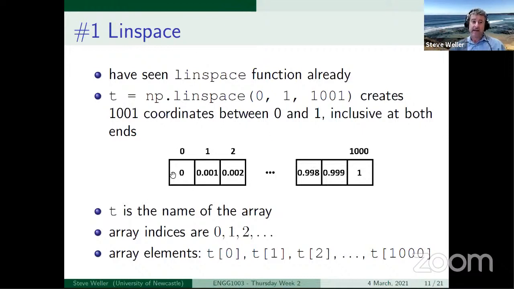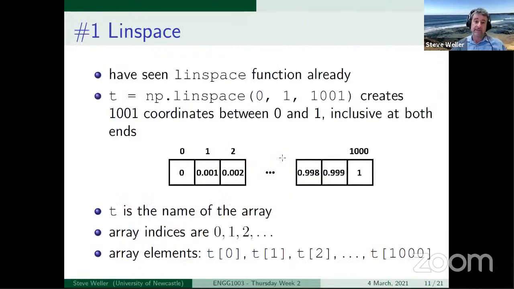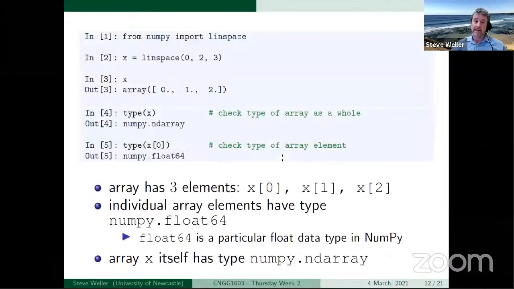So t is the name of the array. The array indices are numbered 0, 1, 2. Python uses zero-based indexing. And if we ever want to access the individual elements, they're accessed with square brackets. So t[0] refers to the zeroth element of the array. t[1] refers to the first numbered element. It's the number 0.001 according to this recipe here. So that's the first way of creating an array: to use the function linspace that comes from the NumPy library. And that's often one of the most common ways of creating an array.